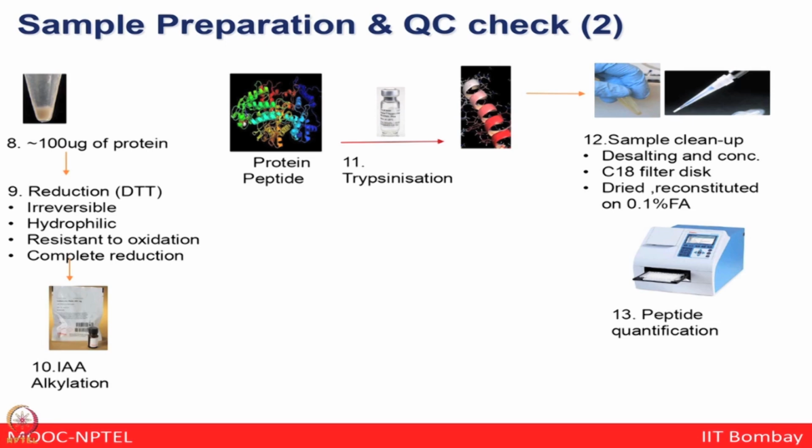Then you go further to the sample cleanup steps. Because of the interference from the buffers and the salt which were used, you want to remove them and get rid of them. So, you can pass the peptides through C18 filter papers or zip tips, and then you can elute out only the clean peptides for further investigation.